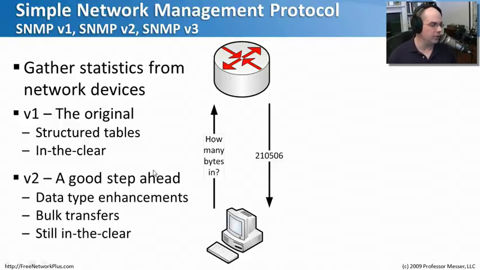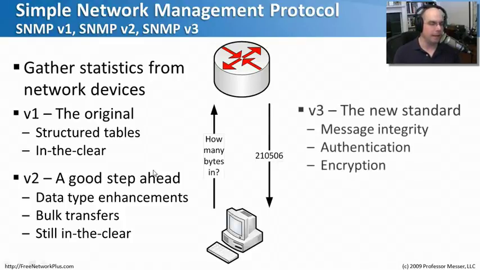So we created a new version called SNMP version 2, where I can really now do bulk data. I can ask for multiple things at one time and get multiple answers at one time. So the efficiency of communication was improved. It also improved the type of data that I'm able to get. However, it didn't improve the in the clear problem. I still had this data that was not encrypted going back and forth. The latest version of SNMP is SNMP version 3. And version 3 is the latest standard, and it added a number of capabilities primarily from a security perspective.